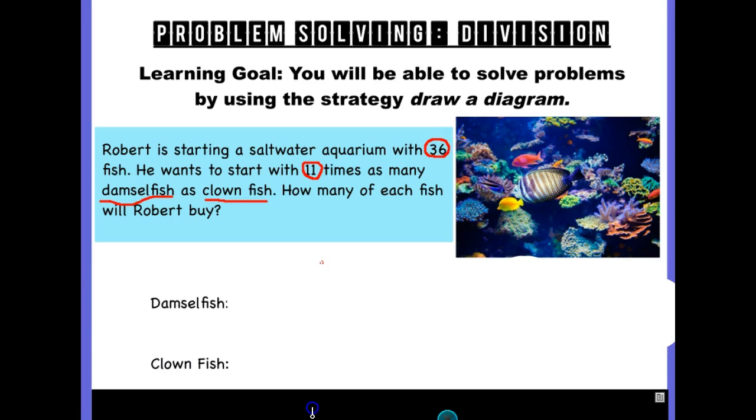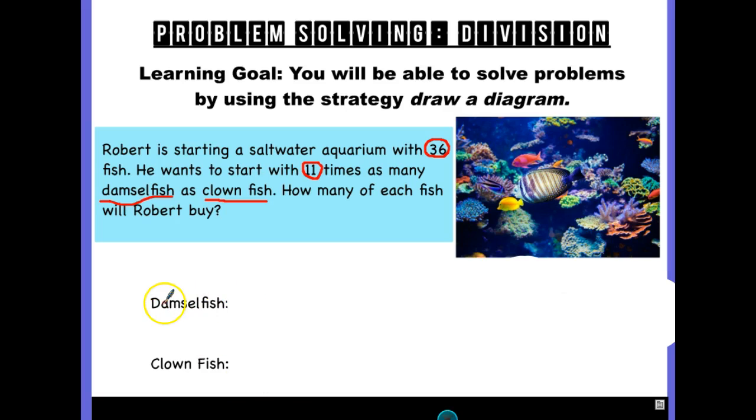All right. So I'm going to write down here my two categories. You always want to list your two categories when you're doing these bar models because you want to keep them straight. You want to keep them separated. Okay, so my damselfish, my clownfish. I know that he wants more damselfish. So that tells me that the clownfish are going to get one box in the bar model, okay? Because he doesn't want as many clownfish, he wants more damselfish. So I'm going to have one box for the clownfish.